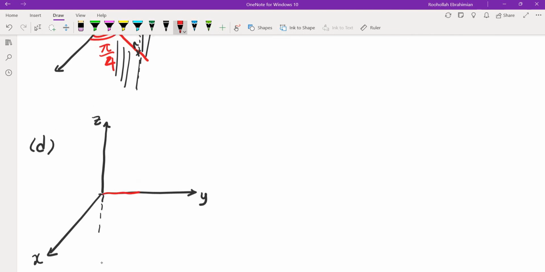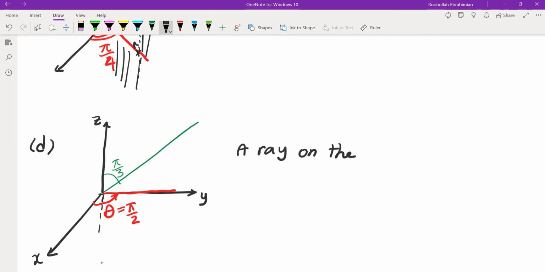So that's theta equals pi over 2. Theta equals pi over 2 is this one. And then phi equals pi over 3 is a cone. So the intersection is the ray through this. So it is that phi equals pi over 3. It is this one. So this is a ray on the YZ plane from the origin. So this helps us understand this coordinate system.